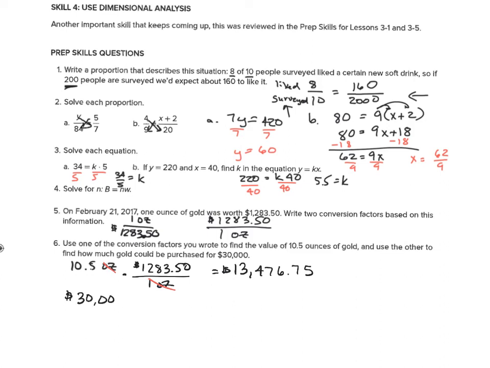All right, on the next one, they want us to use this 30,000 and figure out how much gold could be purchased for that. Well, I need the dollars to divide out, so I'll multiply by this first conversion factor right here. Okay, and so that's 1 ounce over $1,283.50.